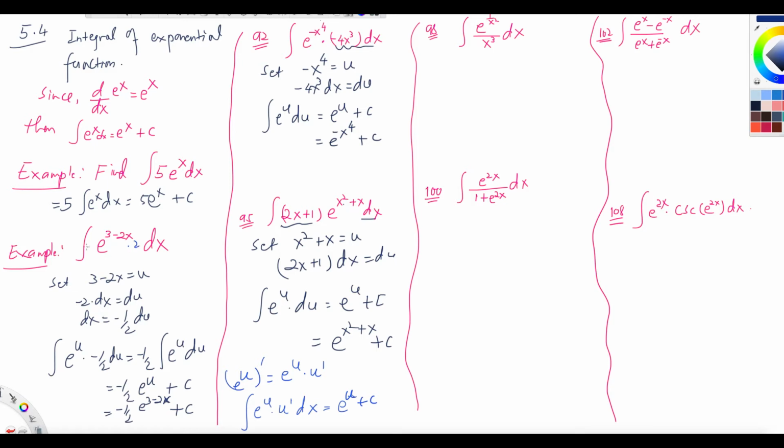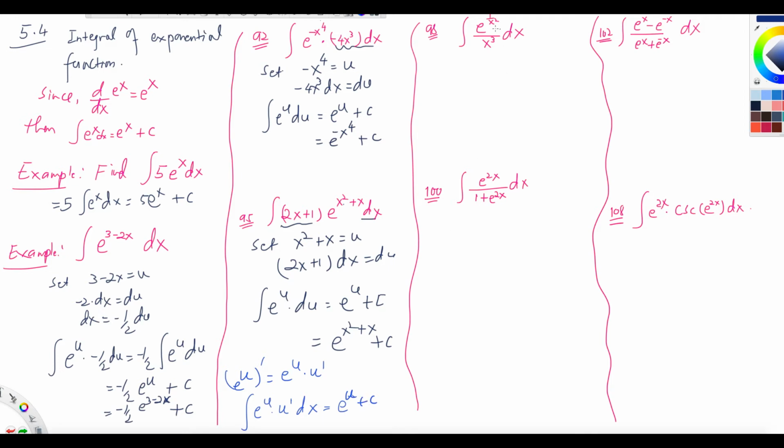Negative 2. That's why we need to multiply by negative 1/2, and now it is e to the u times u prime, right? So in that case, the final answer is that times e to the u plus c. You can think of it that way directly. If it is in the form of e to the u times u prime, then you can directly write down e to the u plus c.